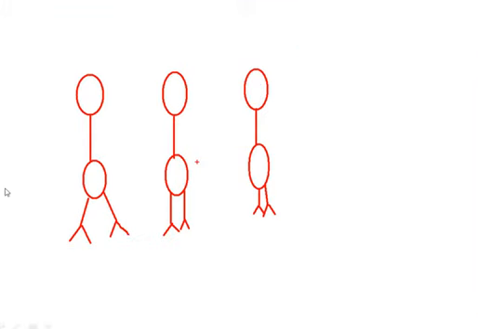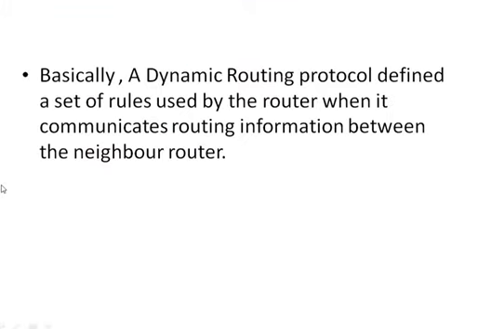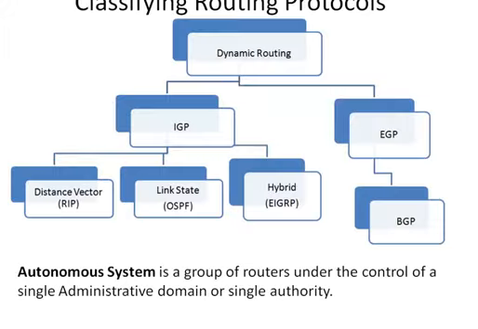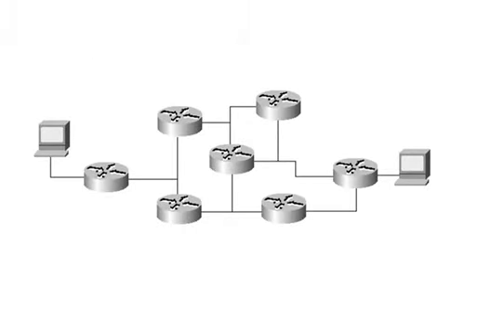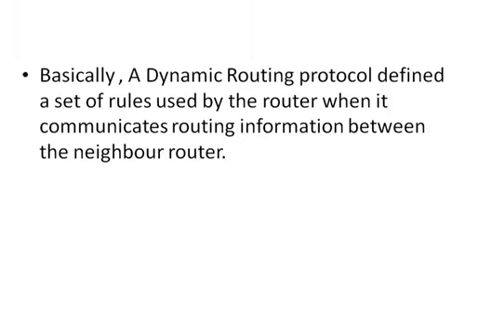Dynamic routing protocols also keep exchanging their information with each other. So basically a dynamic routing protocol is defined as a set of rules used by the router when it communicates routing information between the neighbor routers. They always keep updating the neighbors. Yes, I know this, I know this. If you have any task, let me know. Okay, so in this way dynamic routing protocol works.